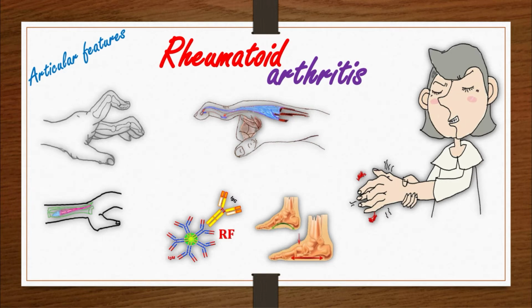As in the previous lecture, we have discussed the epidemiology, etiology and the environmental factors which affect rheumatoid arthritis. Today we will talk about the clinical and the articular symptoms of rheumatoid arthritis.